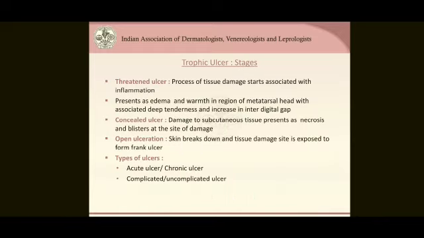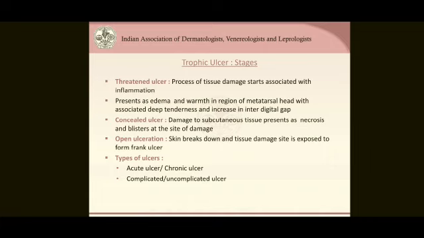Trophic ulcer signifies there is nerve involvement. It can be present in any of the neuropathies, but in case of Hansen's, along with the clinical cardinal features, there will be nerve involvement and sensory loss, due to which they will have development of trophic ulcers. The stages include, first, the threatened ulcer, wherein the process of tissue damage starts associated with inflammation.